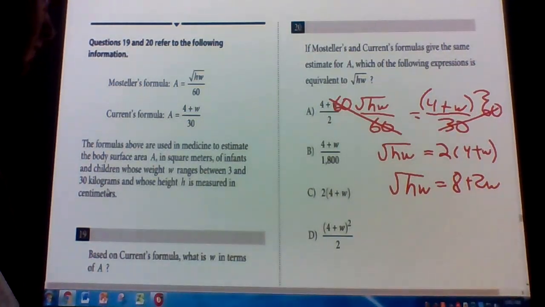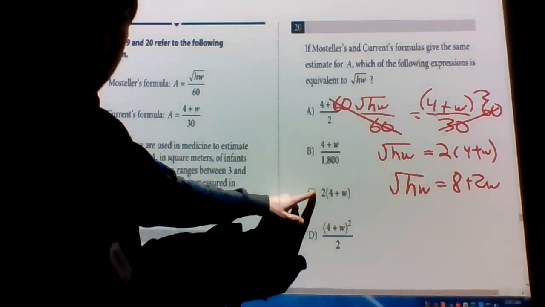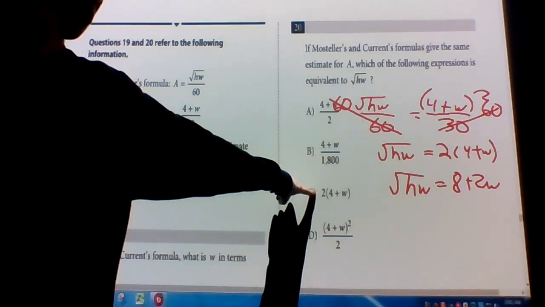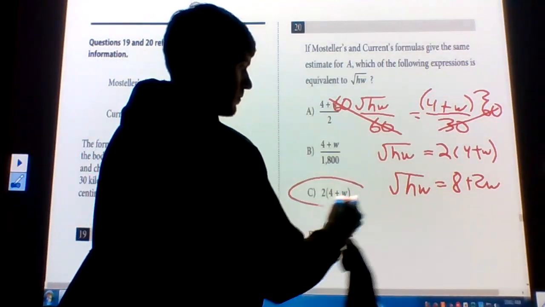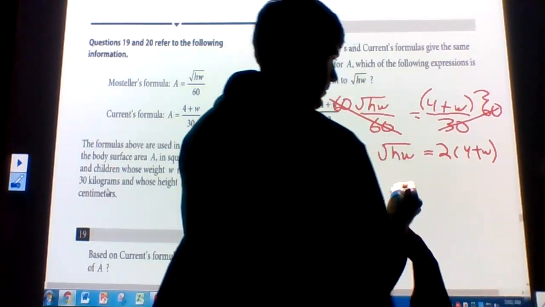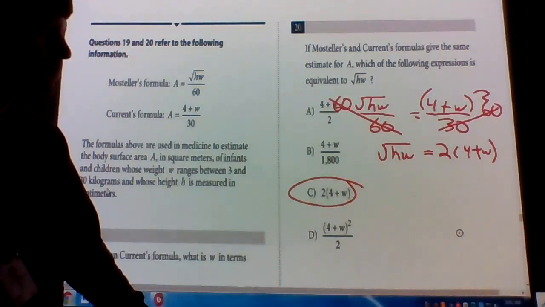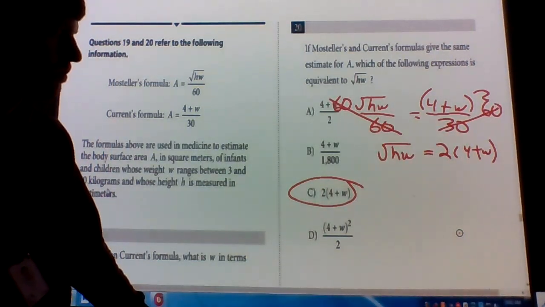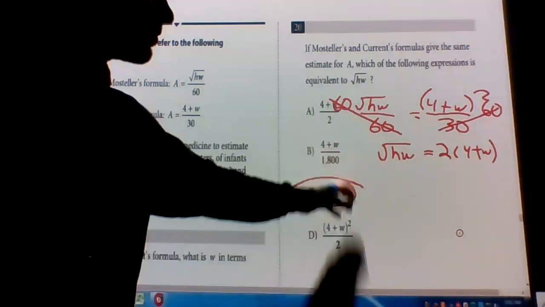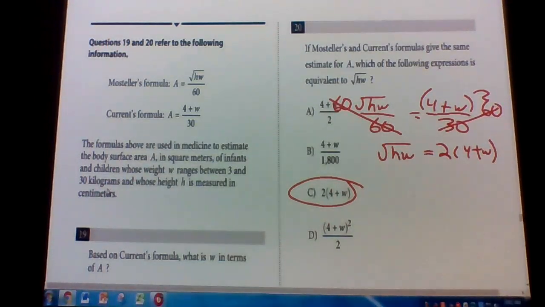What did we do wrong? Oh no, right here. You need that. 2 times 4 plus W. Right, so you just set them equal to each other, so if I get square root of HW by itself, you have 2 times 4 plus W. That's 20.